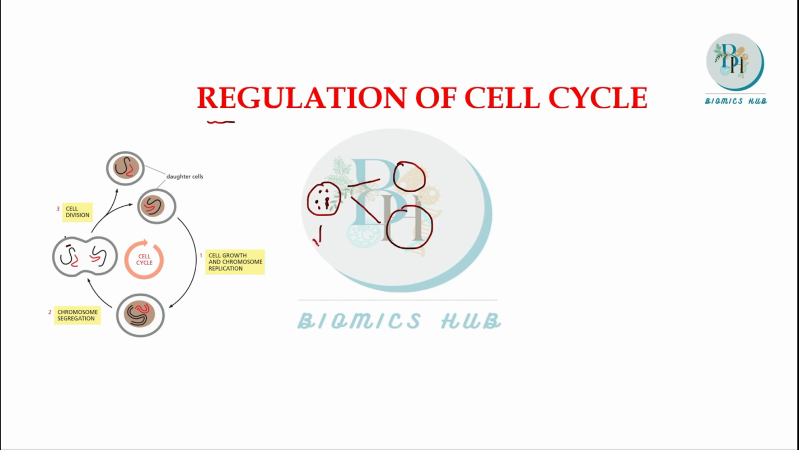So for that, the first thing a cell needs to do is grow. The cell has to increase its size with the growth. The second thing is chromosome replication, because the genetic material is in the chromosome. So it needs to make a copy of itself. Now two DNAs are present by the help of replication. Now they need to segregate, which means they need to be present in two different parts.